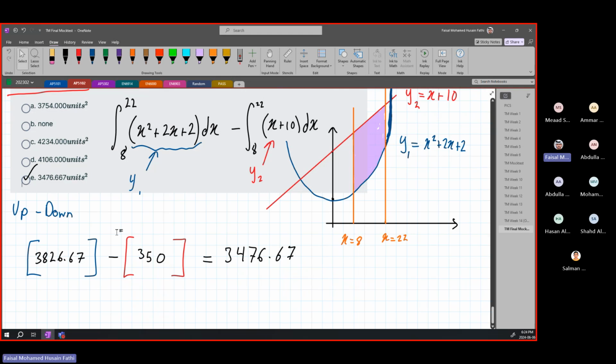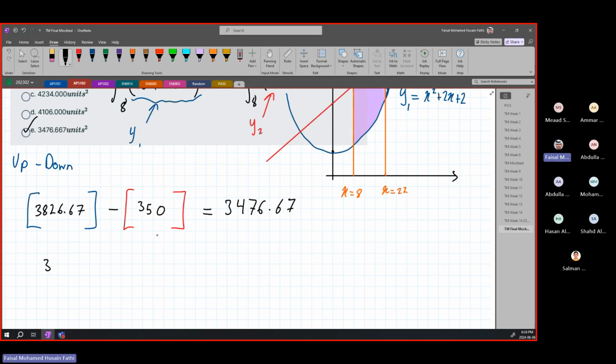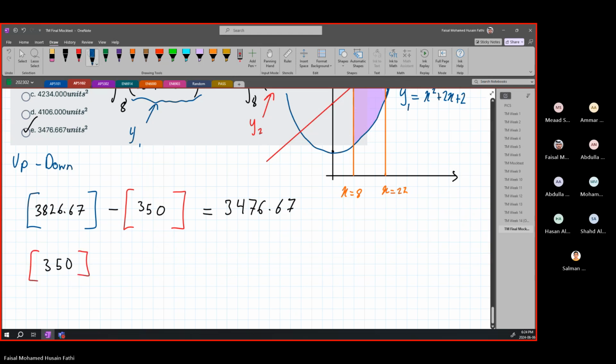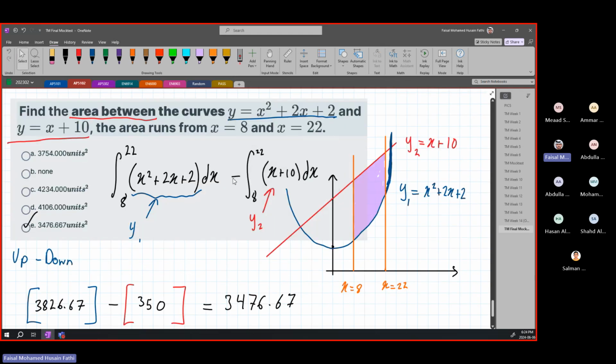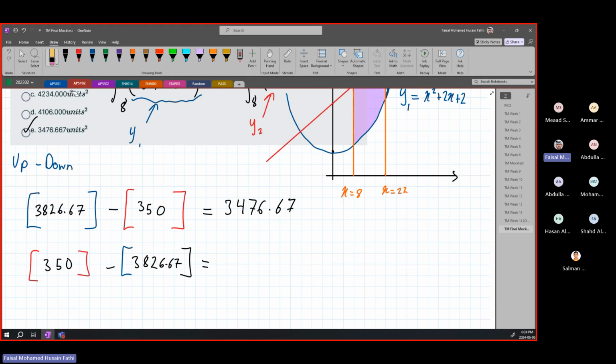However, what if we did the opposite? What if we said it's 350 minus 3826.67? يعني what if we did this first and then we did minus this second? Again, it doesn't matter. Why? Because you will get this exact same answer, but it will be a negative value.